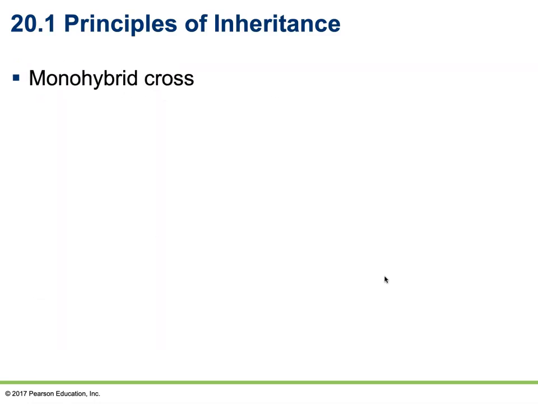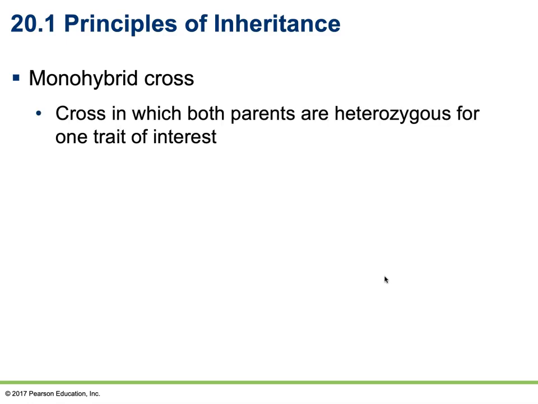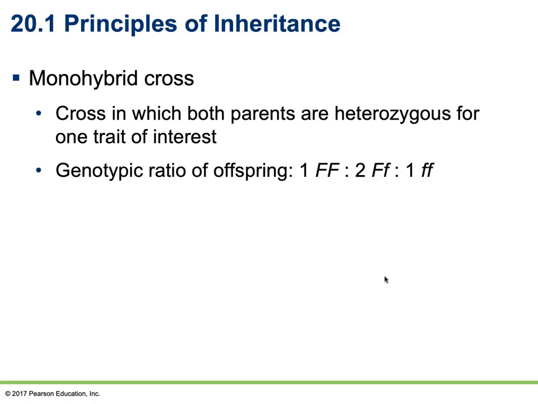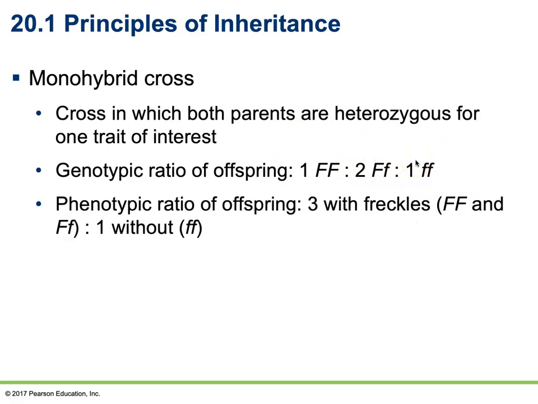So we're going to look at, real quick, a monohybrid cross. A monohybrid cross is a cross in which both parents are heterozygous for one trait of interest. So in this case, we're going to be crossing big F little f against big F little f. The genotypic ratio for the offspring is going to come out in a 1:2:1 ratio of homozygous dominant, heterozygous, and homozygous recessive. The phenotypic ratio for such offspring is going to be 3:1 freckles to without freckles. So that's going to be the end result of our monohybrid cross.